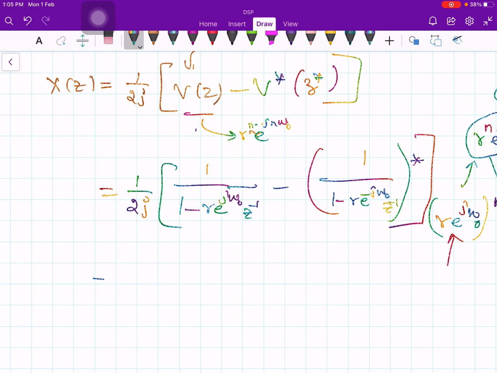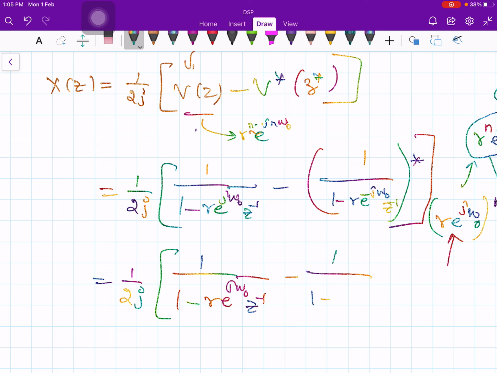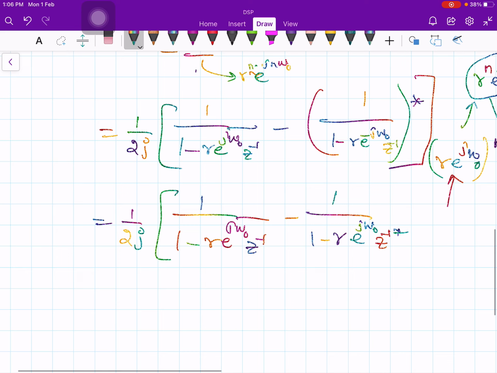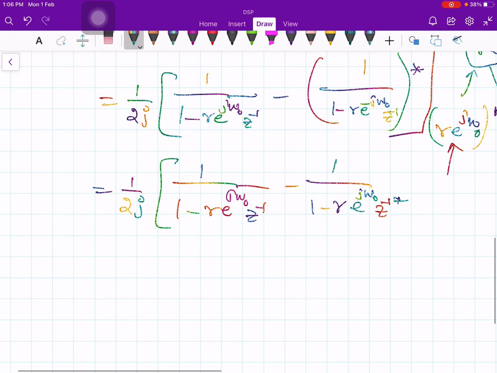So this is 1 by 2j, then 1 divided by 1 minus r e to the j omega naught z to the minus 1, minus 1 divided by 1 minus... anyway, r is a complex number, no problem. This e to the minus j omega naught becomes plus j omega naught, and z inverse is conjugated. Okay, z is conjugated and the whole thing is also conjugated. Now you can add these two quantities and get the desired result.